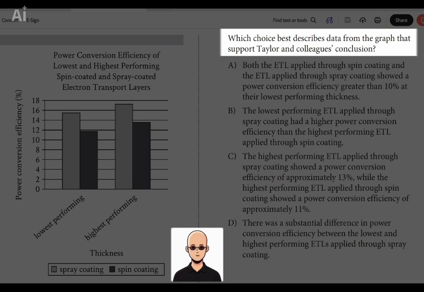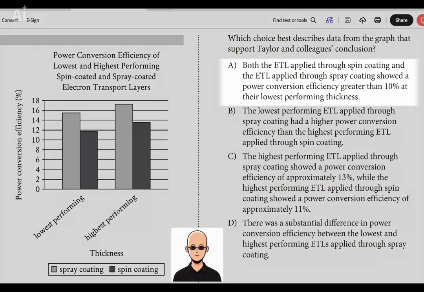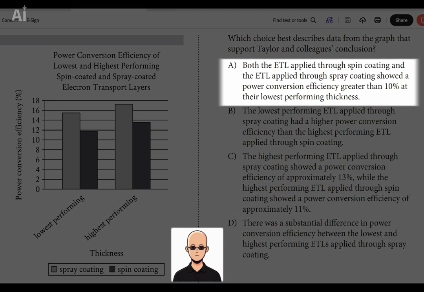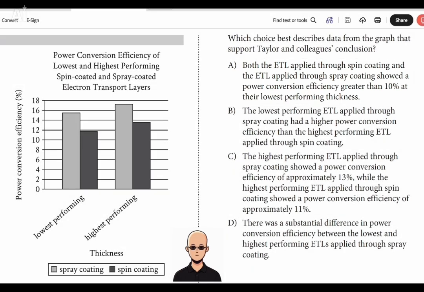Now, we go through the answer choices to look for those that support the claim that spray coating might improve power conversion efficiency in solar cells over spin coating. A. Both the ETL applied through spin coating and the ETL applied through spray coating showed a power conversion efficiency greater than 10% at their lowest performing thickness. This doesn't show any improvement in the spray coating, so strike it out.